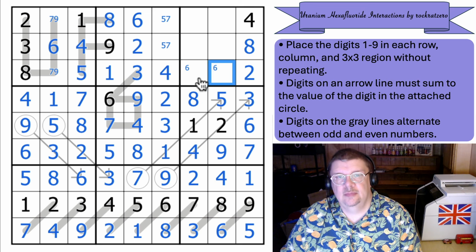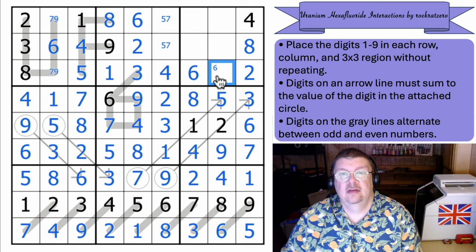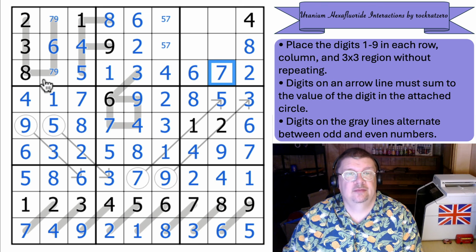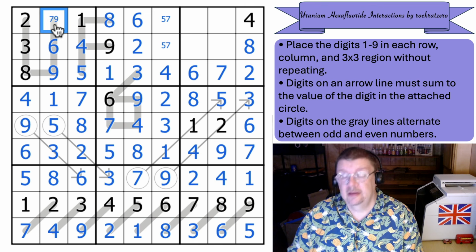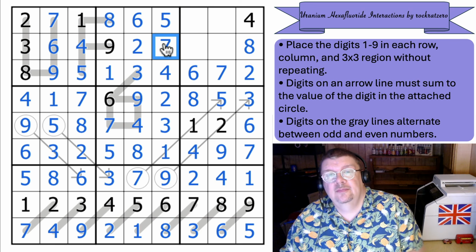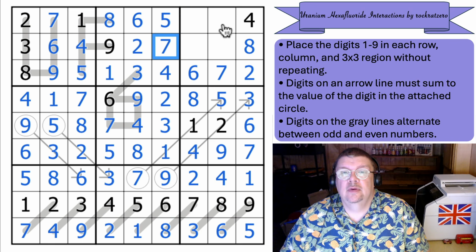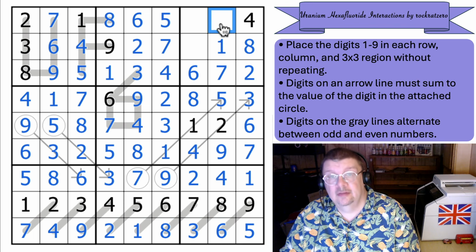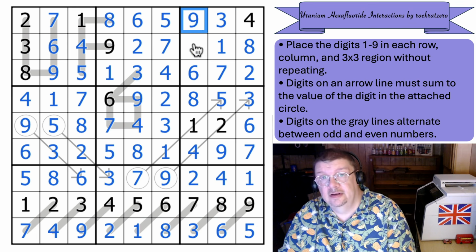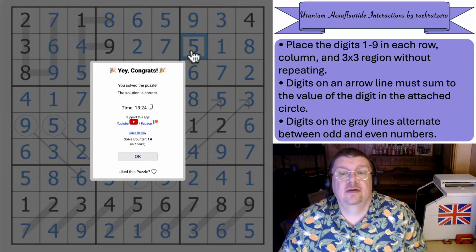That 6 means that this is a 6. That is 7 or 9 in the row, and it can't be a 9, so that's a 7. That resolves the 9 and the 7. That resolves the 5 and the 7. I need a 1 and a 3 in this column, so that's a 1, that's a 3. And I need a 5 and 9, so that's the 9 and that's the 5.